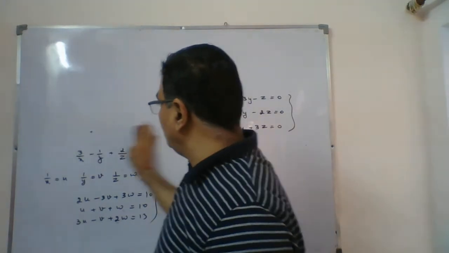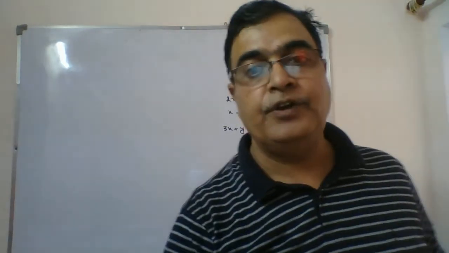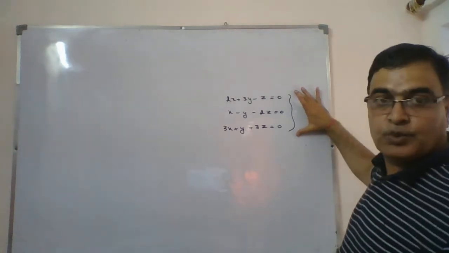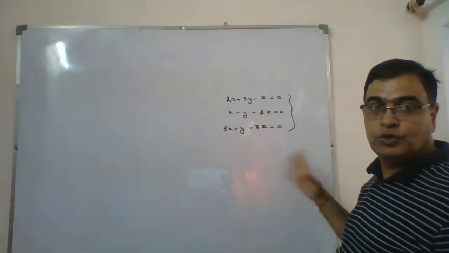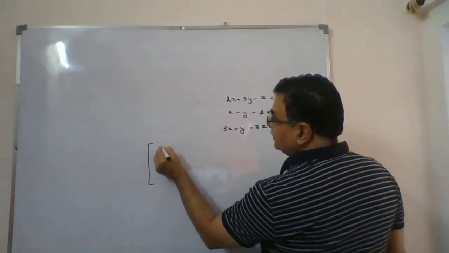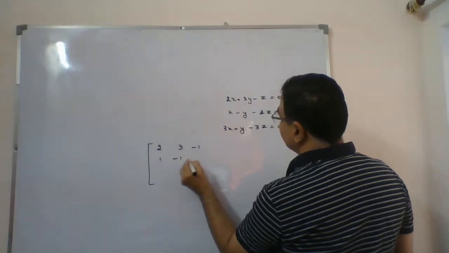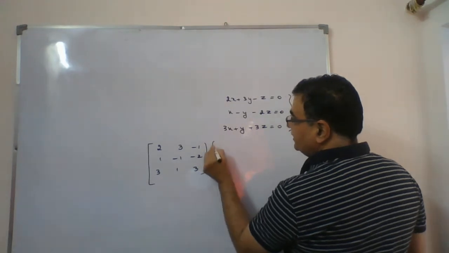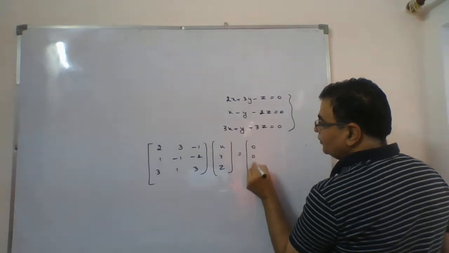Now one more small topic left, that is the homogeneous equation. If it is given, how do we solve it and what will be the case of consistency and inconsistency. By the way, this is the equation we have. Whenever this type of equation has 0 on the right side of all the terms, that means it will be a homogeneous equation. And when you write this homogeneous equation, the matrix form will be [2, 3, -1; 1, -1, -2; 3, 1, 3], times x, y and z, equals 0, 0 and 0.